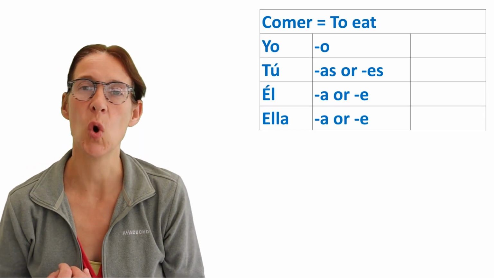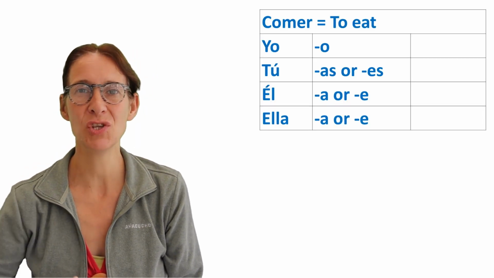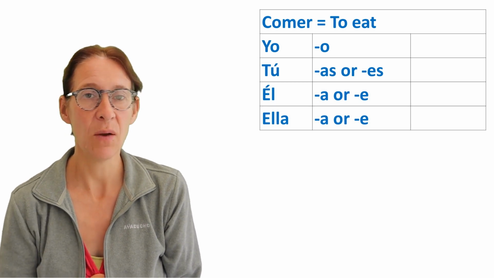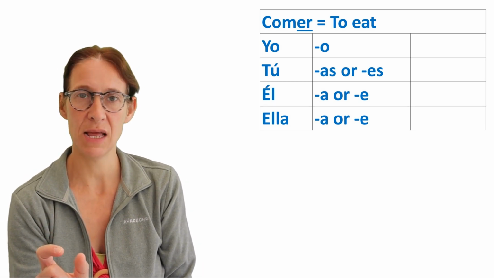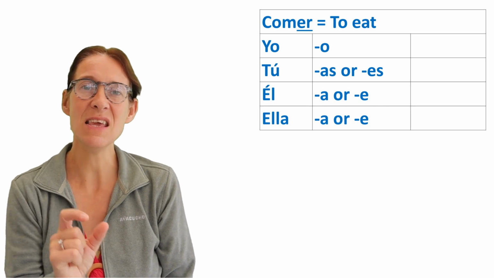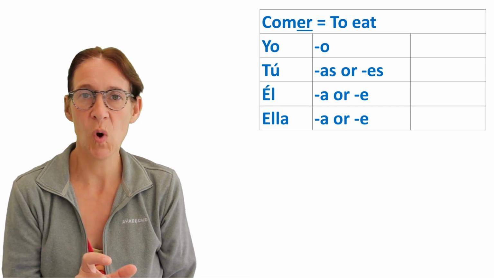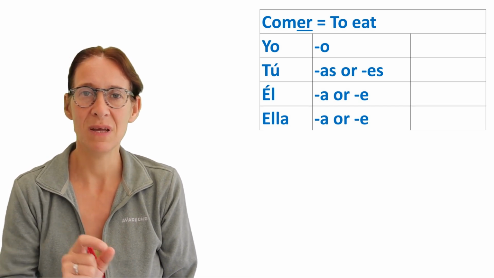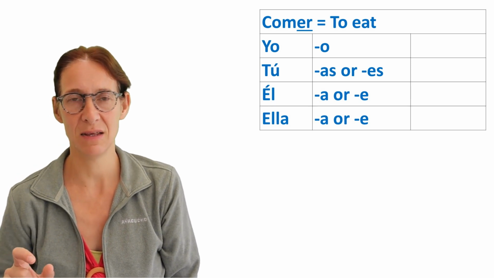Okay? Right, let's see it in practice. So we take a verb like comer. Comer means to eat. And we have er on the end. That means it's an er verb. So com is the stem and er is the ending.